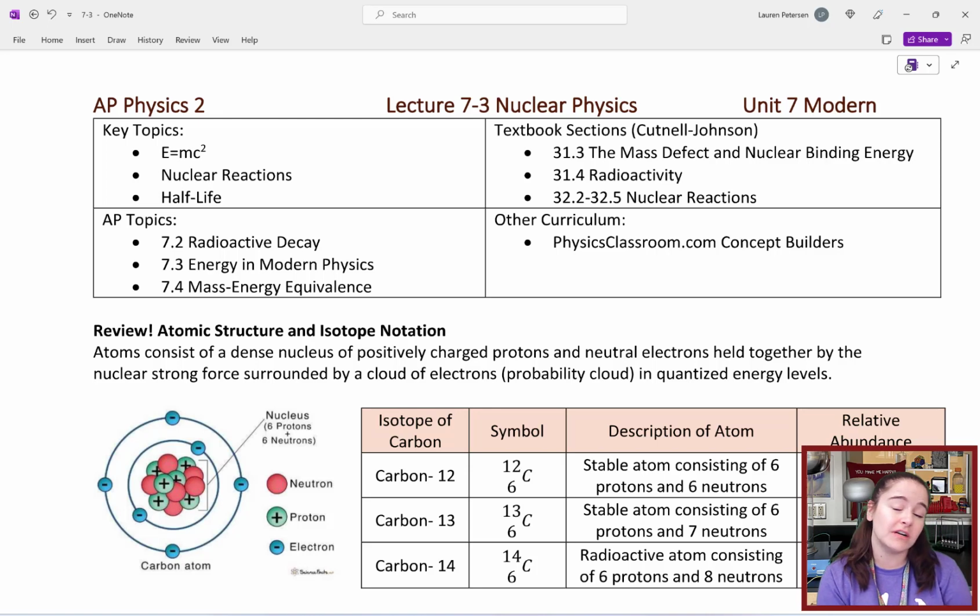So in this lecture, we're going to be discussing the famous equation E equals mc squared, a bunch of different nuclear reactions from fission and fusion and decay reactions, and talk about half-life. So let's go ahead and get into it.